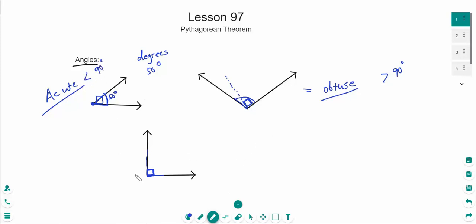All right, and then we already touched on it, but this one here is our 90 degree angle, and we give that one a special name. We call it a right angle.